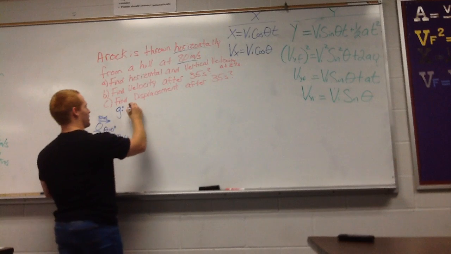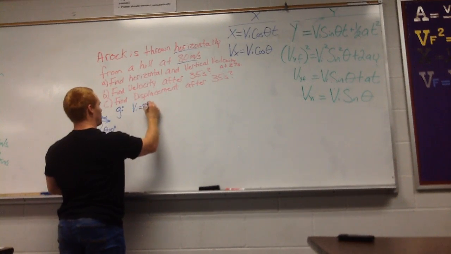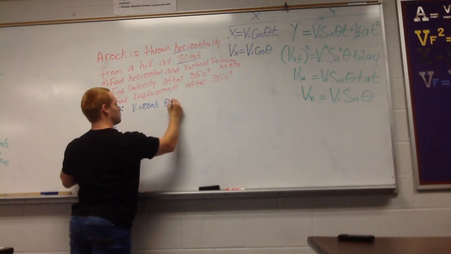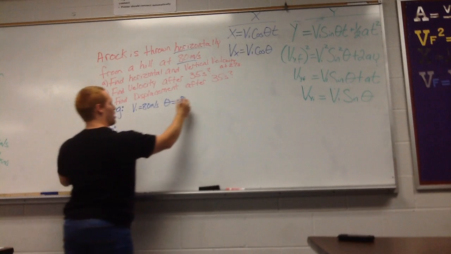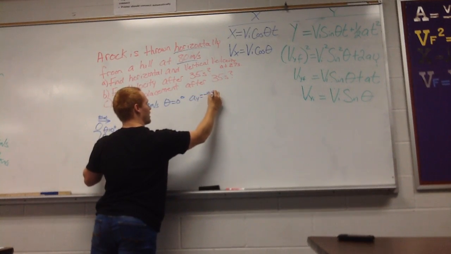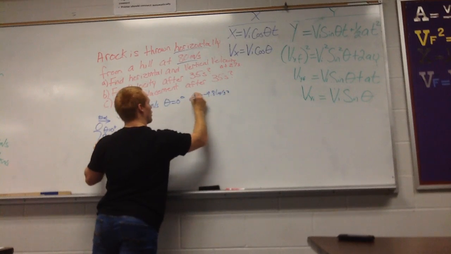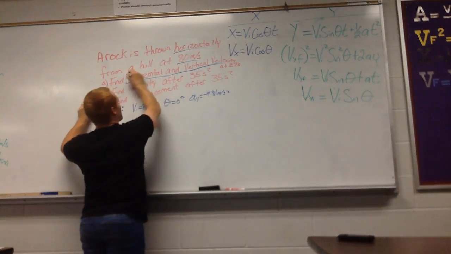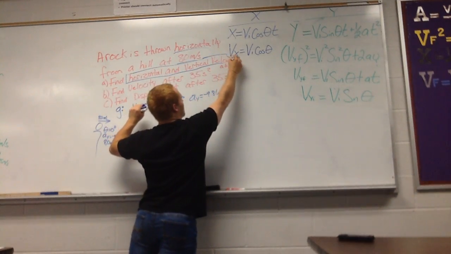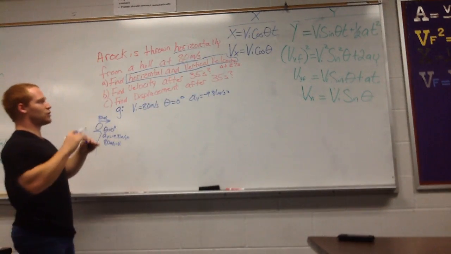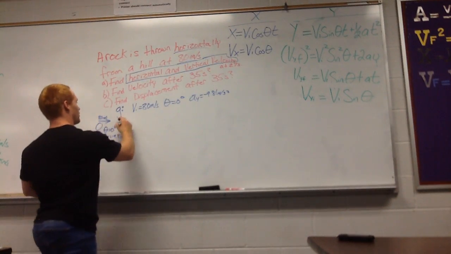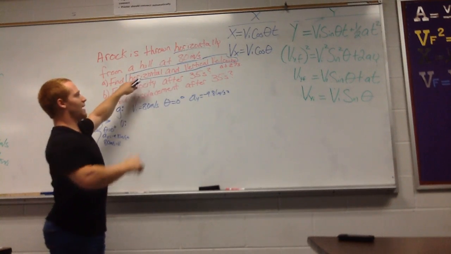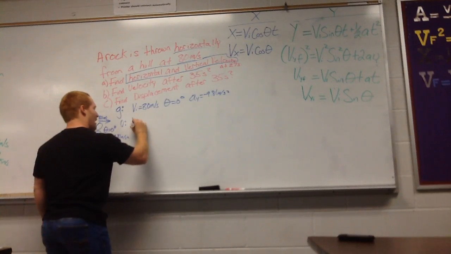So now I'm going to transfer it over to my givens. We have Vi is 80 meters per second, theta is 0 degrees, and ay is negative 9.81 meters per second squared. Our unknown: it is asking for the horizontal and vertical velocities. Because it's asking for a velocity, we have to look for capital V's. So we are going to look for velocity in the horizontal, which is going to be Vx.